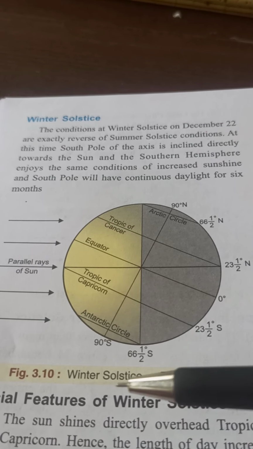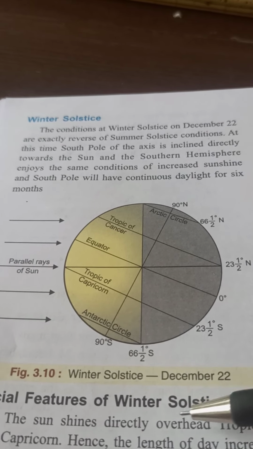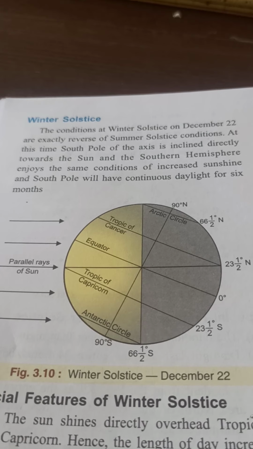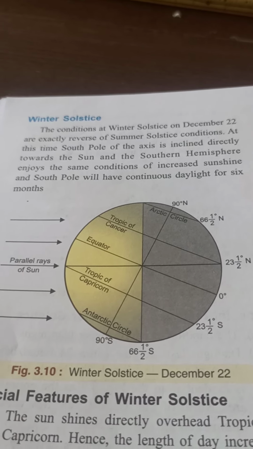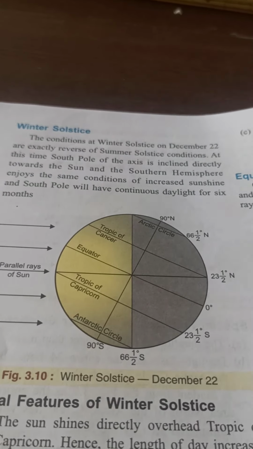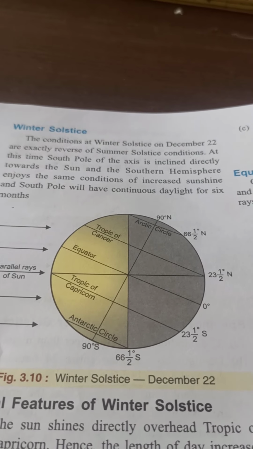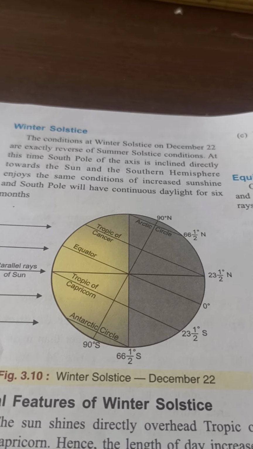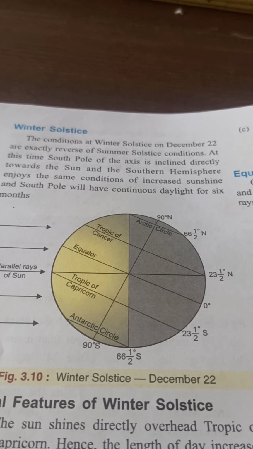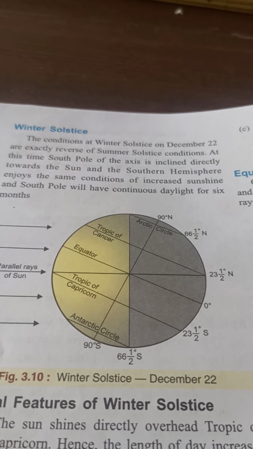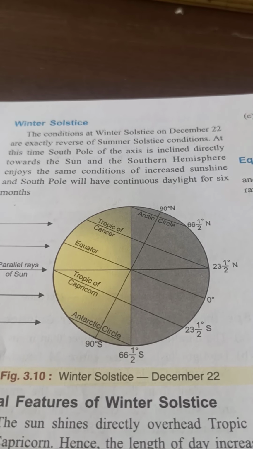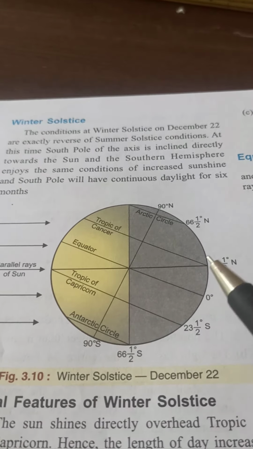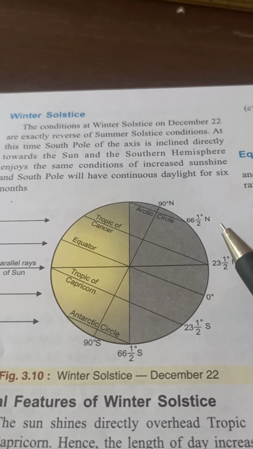Okay? So, special features: the sun shines directly overhead at the Tropic of Capricorn, hence the length of the day increases. Day is longer than night in the southern hemisphere. Between the Arctic circle and the North Pole, night lasts for the entire 24 hours, as the entire polar area is on the shaded side. Clear? Whereas the southern pole has 24 hours of daylight.